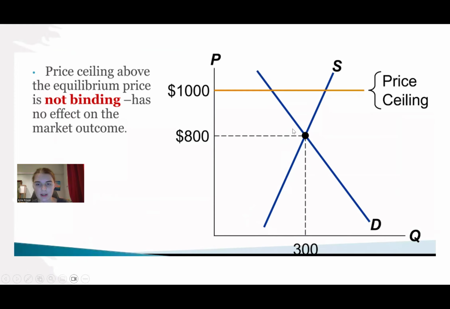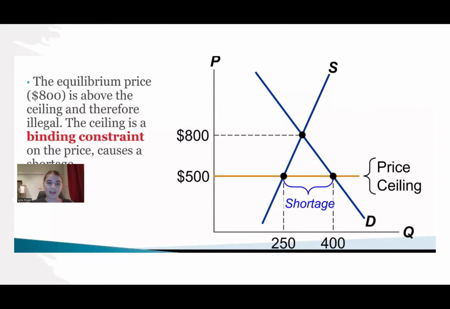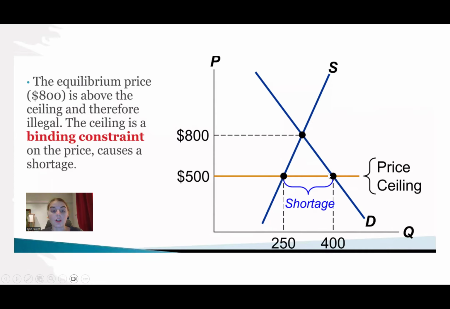Our happy place is at $800. We're all good. That's the perfect amount of quantity. That's the perfect price. And a ceiling way above that doesn't do anything. A ceiling below that is actually going to be binding to us. That's going to affect our marketplace because it's below our equilibrium. And that's going to cause what's a shortage.